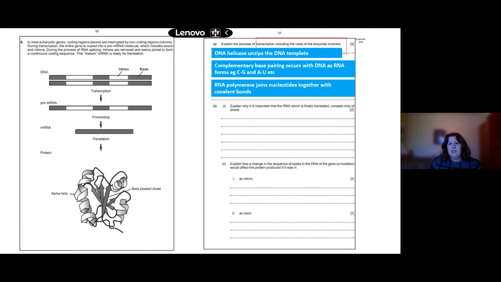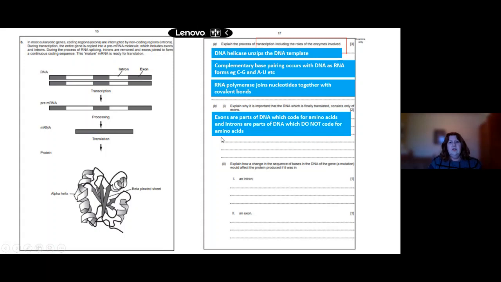Next question, explain why it's important that the RNA, which is finally translated, consists only of exons. So of course, remember I mentioned that the introns are non-coding, the DNA that is not used to produce a protein. So exons are parts of the DNA which code for amino acids, so we need to think about that. Introns are parts which do not code. So that is why we need exons and not introns as well.